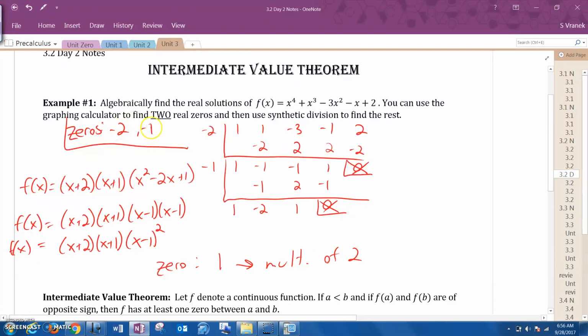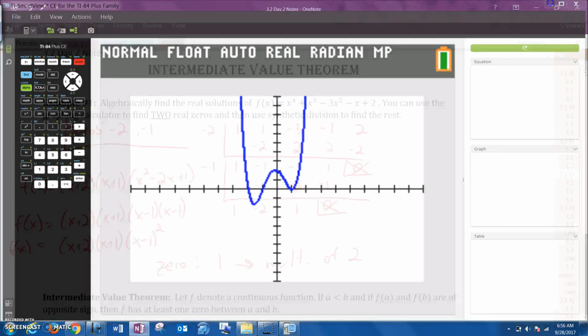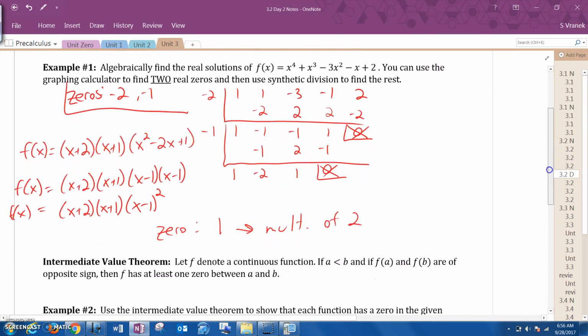So we have -2 and -1 with a multiplicity of 1 because they crossed. And then at x equals 1, you get a multiplicity of 2, which makes sense when you look at the graph because it did bounce at 1. So that should have been a 0 twice. Again, that was just kind of a review.